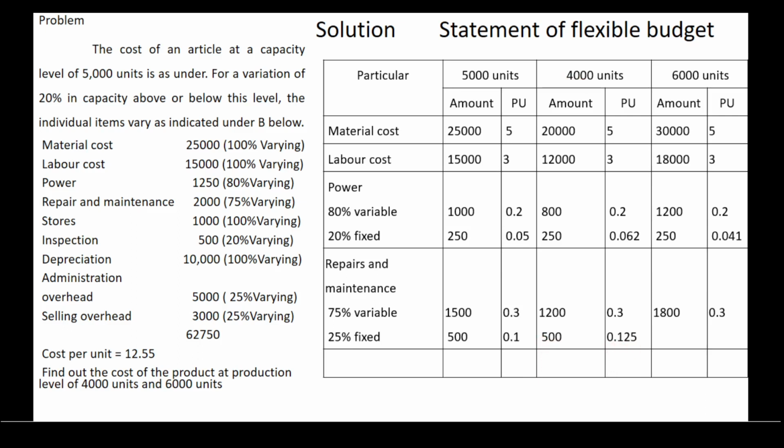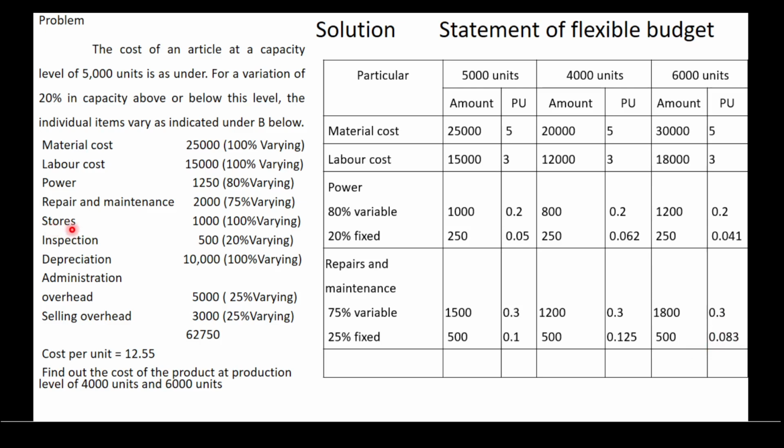0.125. In the 6000 units, here also the amount is the same, that is 500 rupees. So this 500 rupees is divided by the 6000 units. Now the cost per unit is 0.083. So this is the repairs and maintenance.